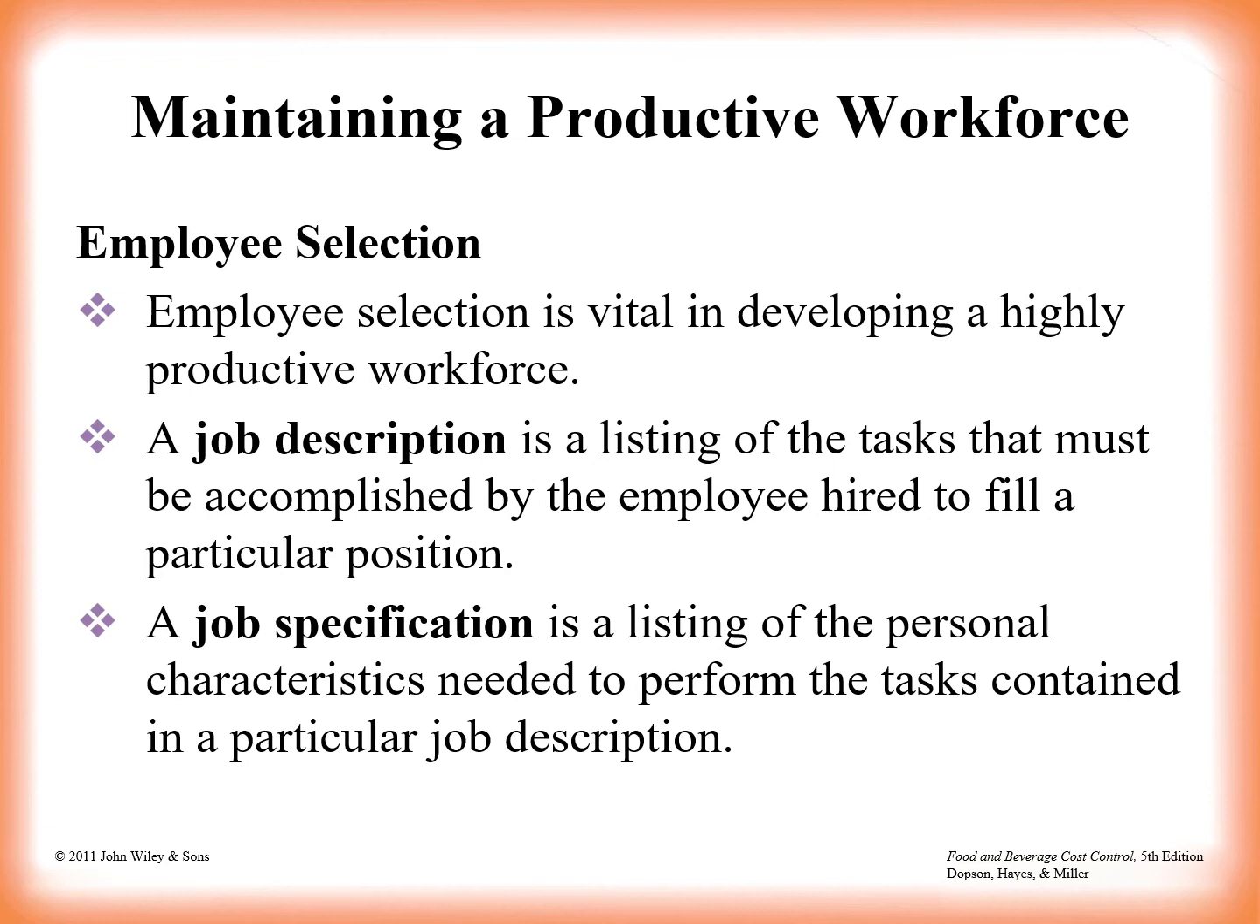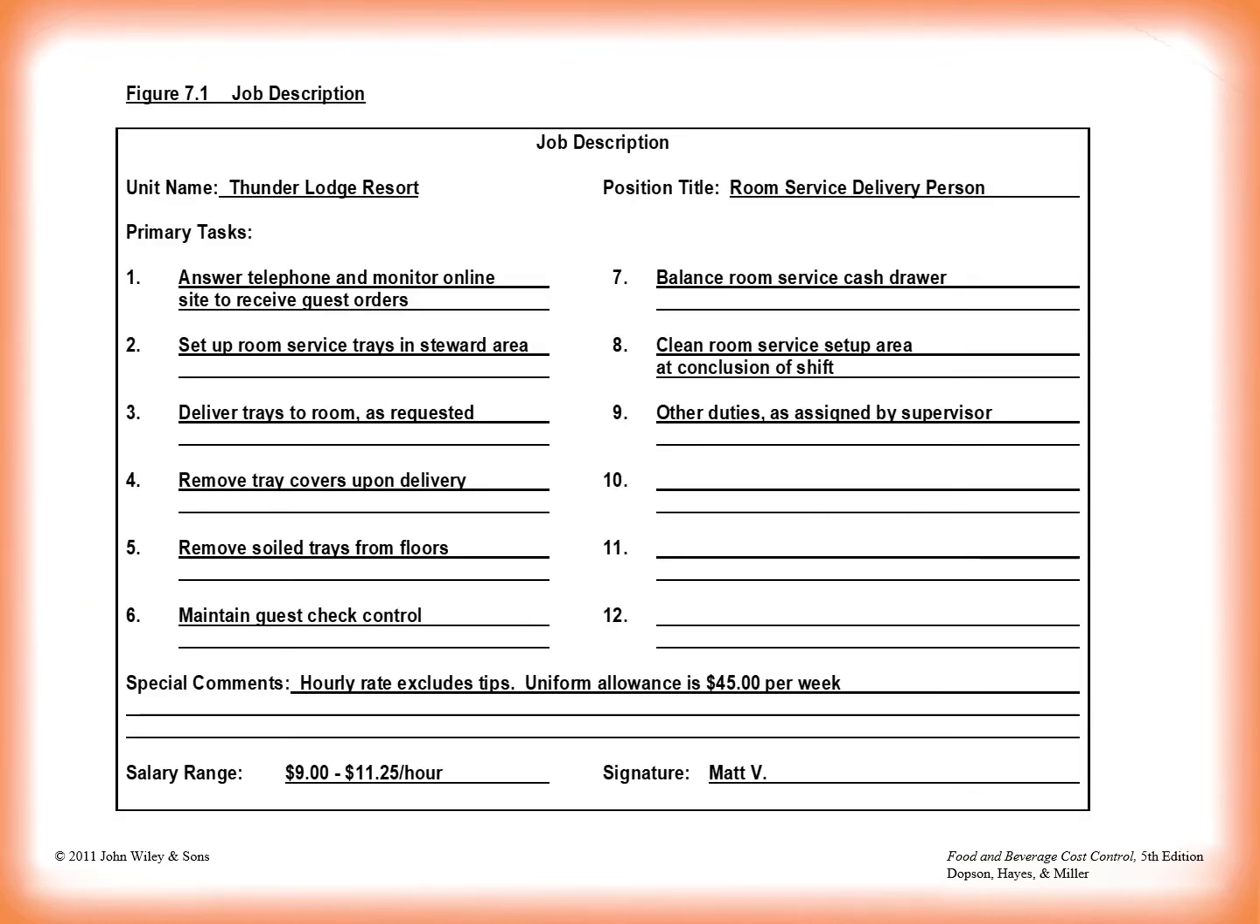So a job description is a listing of all the things that an employee does if they have that job, whereas a job specification is a description of the person who would be good for that job. So here's a job description, and it's listing all the things that person has to do. If they're a room service delivery person, they have to answer the phone, they have to set up trays, they have to remove tray covers. These are all the things that person does.